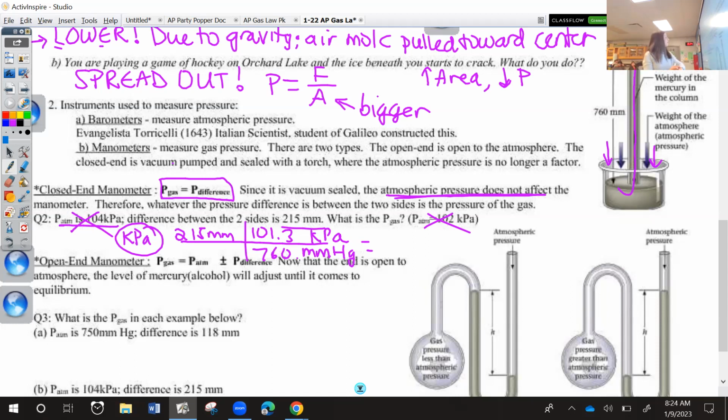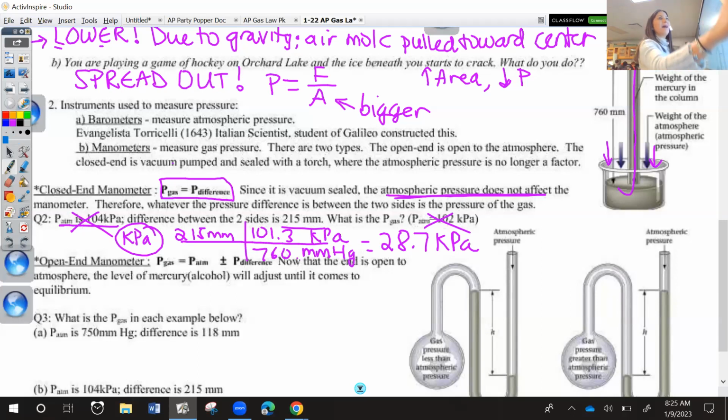I have a calculator here. 215 times 101.3 divided by 760. It's approximately 28.657, so 28.7 is what we're getting. That sounds right, and that would be in kPa. So that would probably be the hardest that a closed end manometer would get, is just switching to a different unit.